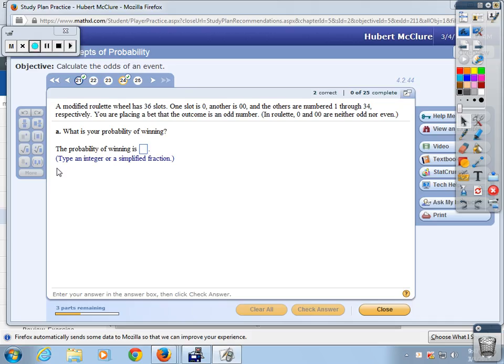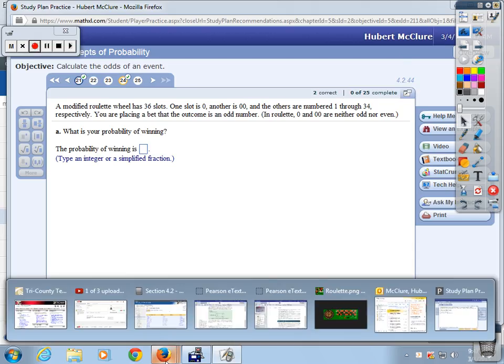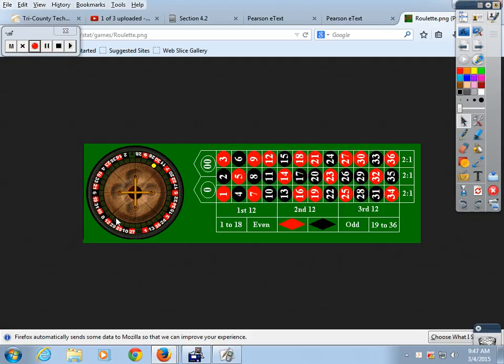If some of you don't know what a roulette wheel looks like, just to show you, because I had people in my last class that didn't. That's a roulette wheel. There's the 0 and the double 0, and the other numbers here and here. So that's what a roulette wheel looks like.